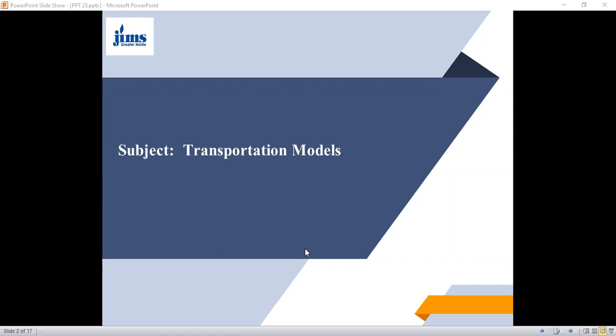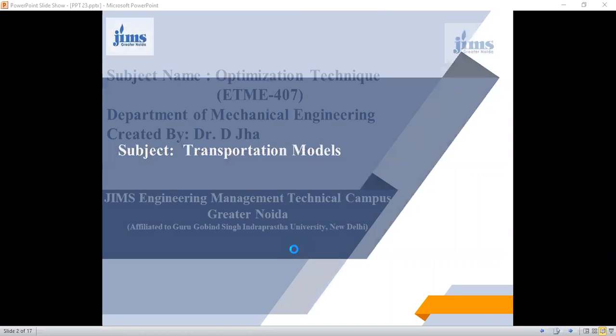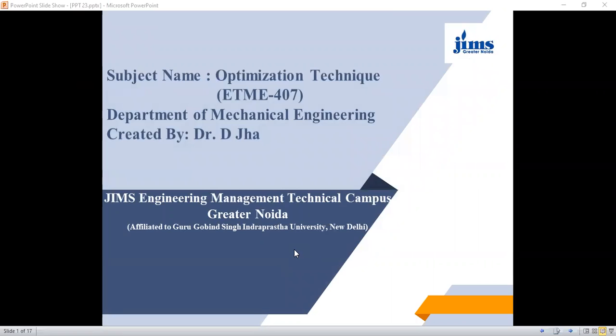Let us today discuss Moody method of testing optimality in transportation models. So, what we have discussed so far is finding the initial basic feasible solution of transportation model by northwest corner method, matrix minima method, and by Vogel's approximation method.